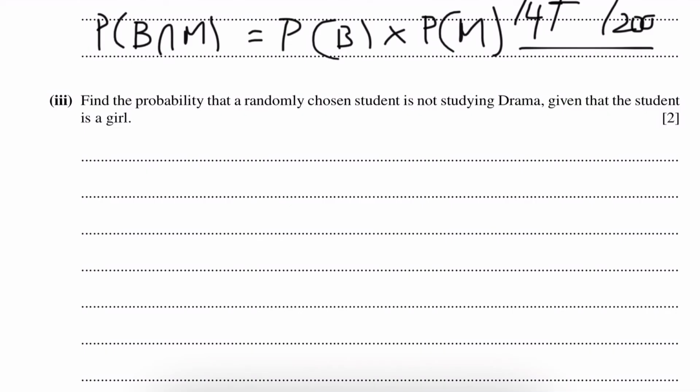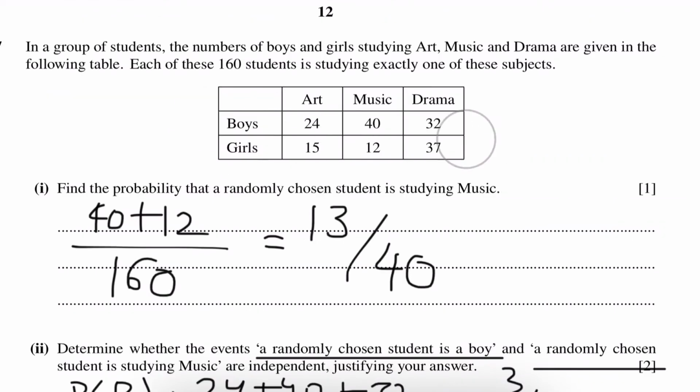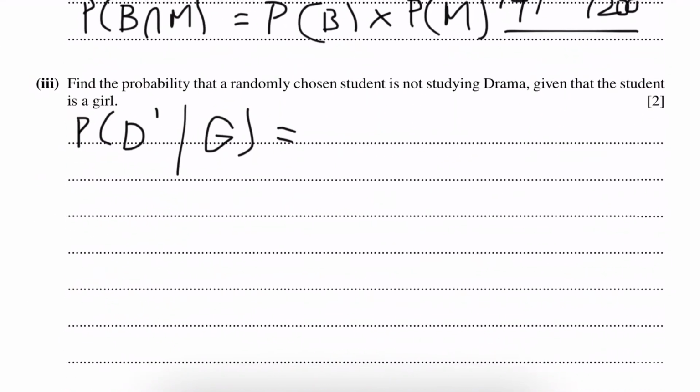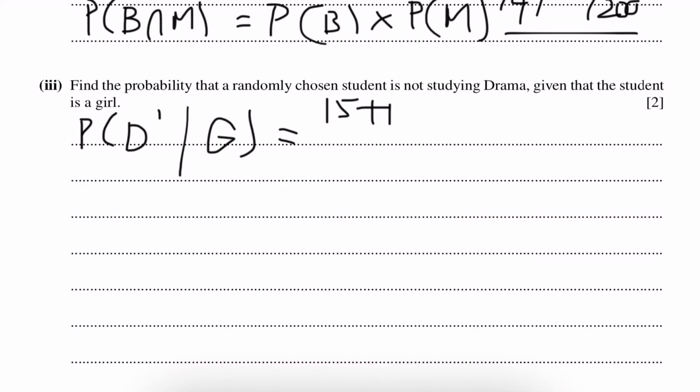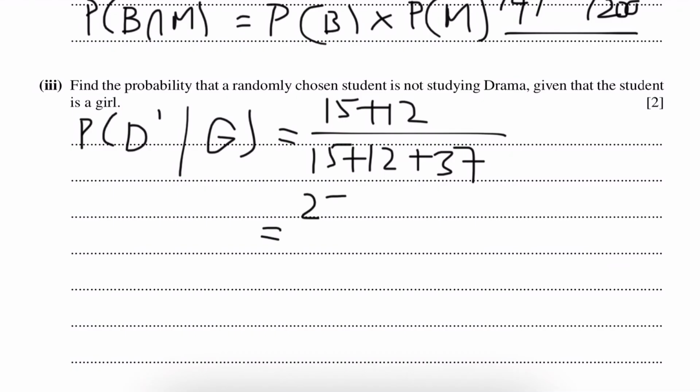Find a probability that a randomly chosen student is not studying drama given that the student is a girl. So not studying drama given that the student is a girl. This will equal to, let's look at the table. Not studying drama means adding these values together, and the total number for girls is 64 by adding 15, 12, and 37 together. So 15 plus 12 divided by 15 plus 12 plus 37, which is the total number of girls, and that will give you 27/64.